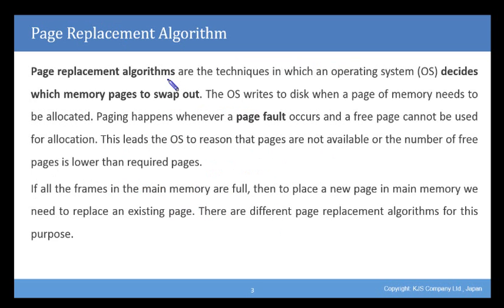So, page replacement algorithms are techniques in which the operating system, or the OS, decides which memory pages to swap out. The OS writes to disk when a page of memory needs to be allocated. Paging happens whenever a page fault occurs and a free page cannot be used for allocation. This leads the OS to reason that pages are not available or the free number of pages is lower than the required pages. If all the frames in memory are full, then to place a new page in memory, we need to replace an existing page. There are different page replacement algorithms for this purpose, and we're going to analyze some of them.